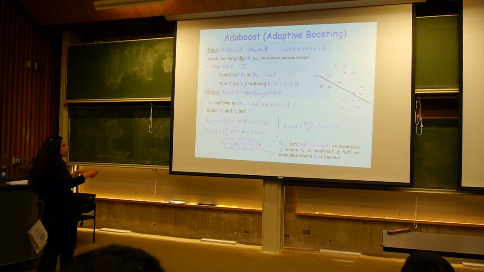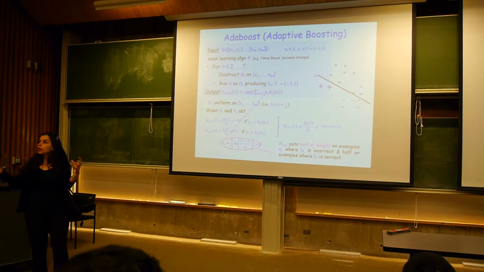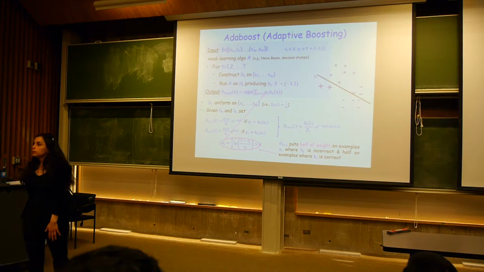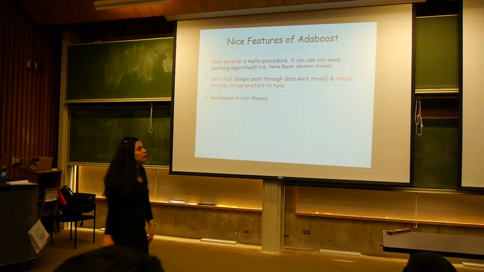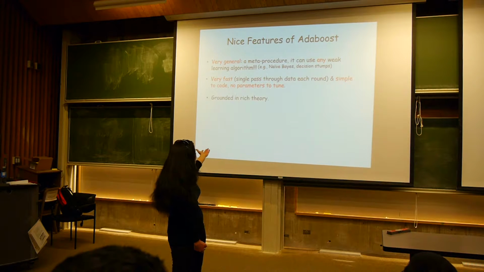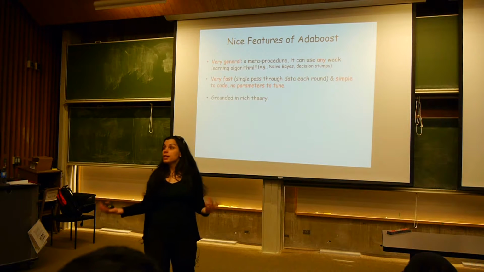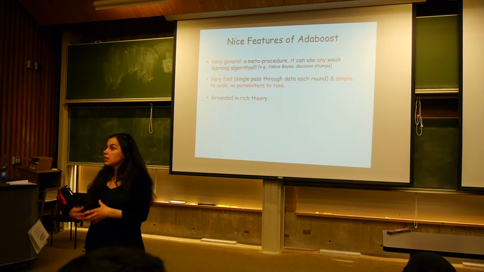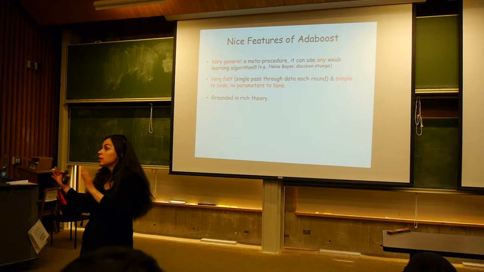Okay, and then at the end of the day, we combine all the weak learners generated in a weighted majority vote. As you can see, the algorithm is really simple. It's easy to code. It has no parameter to tune. It's very fast, and it's also very general. We can use, as a black box, any of our favorite simple algorithms.